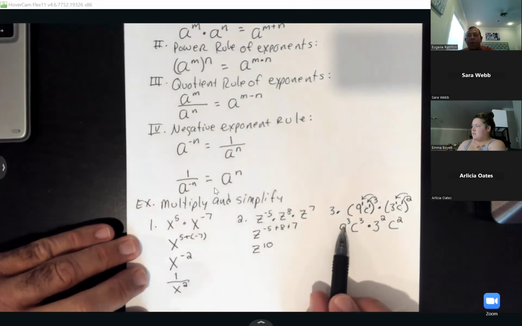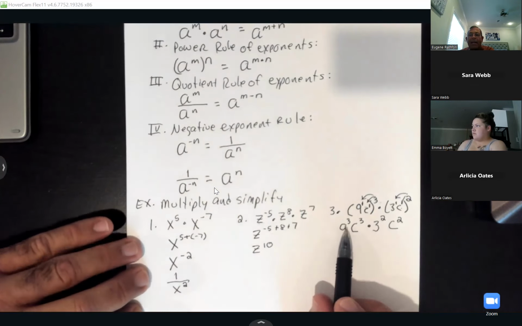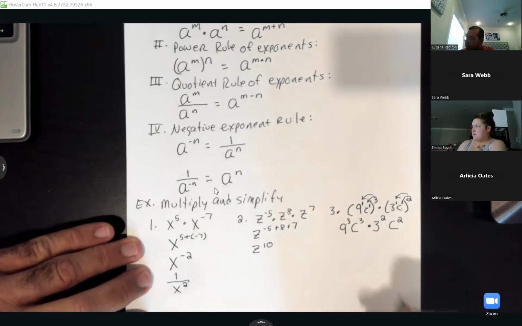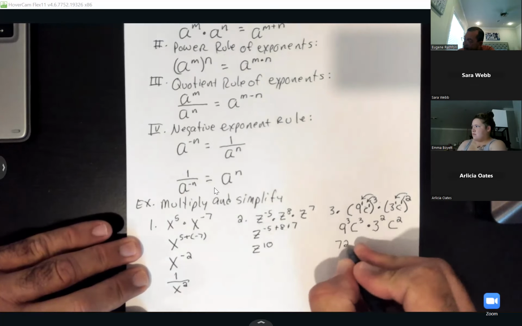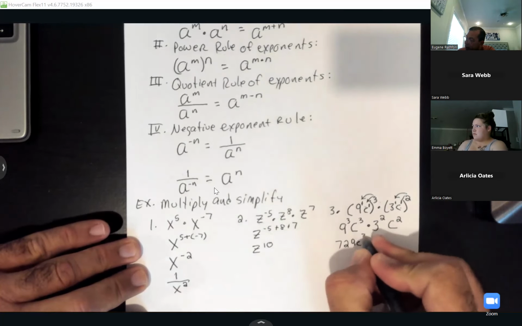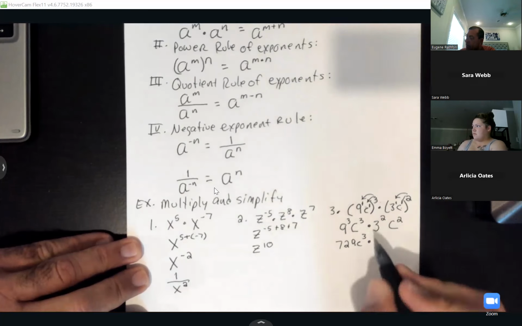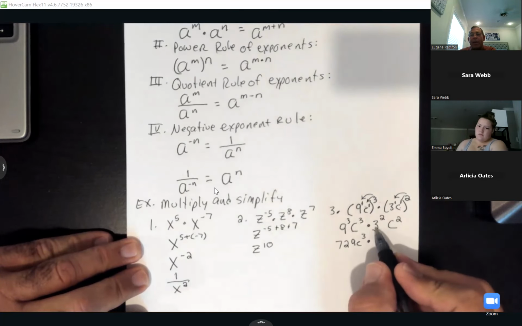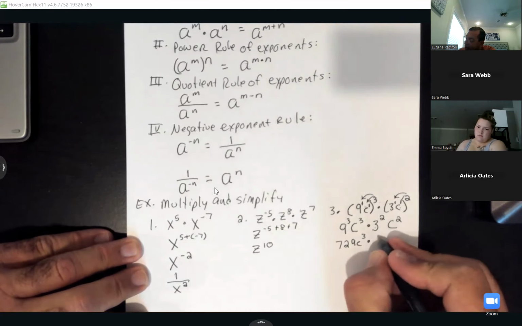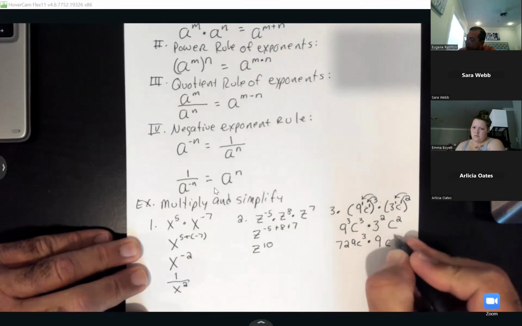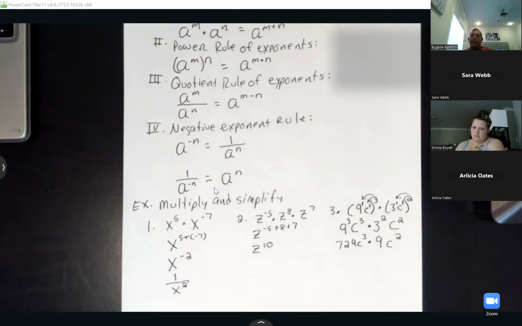All right, so what I'm going to do now is figure out what 9 to the 3rd is. So 9 times 9 times 9 is 729. C to the 3rd times 3 squared. 3 times 3 is 9. So that's going to give me 9c squared. So y'all, my last step is to figure out what that 729 times 9 is.